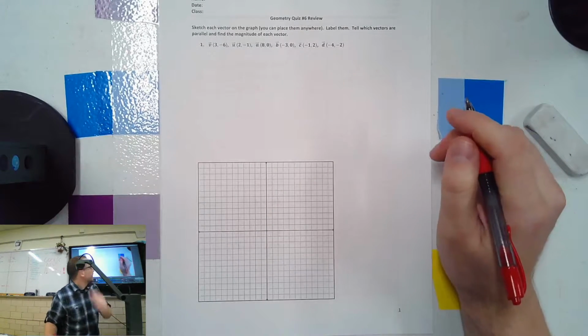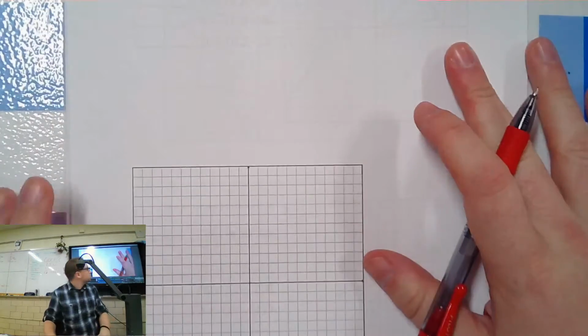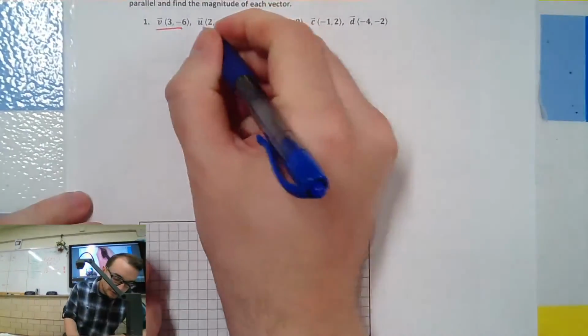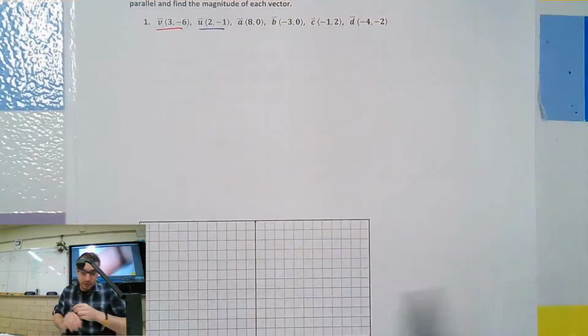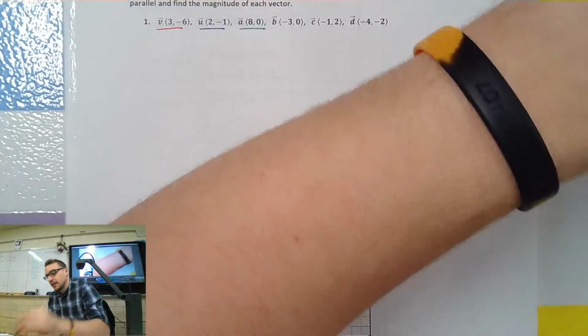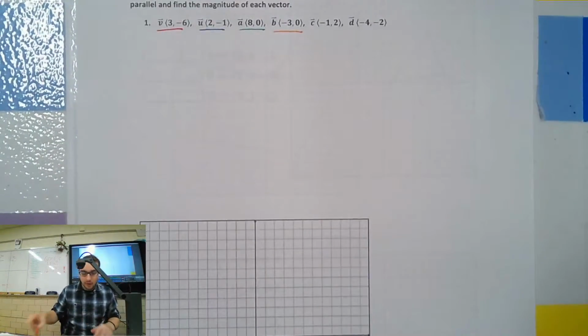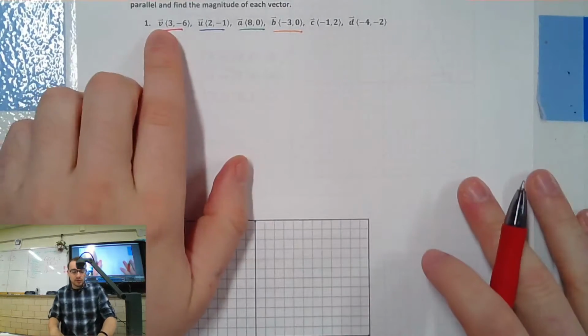So check it out. It says we have these vectors. It wants us to sketch each vector. We can put it anywhere on the graph. I'm going to do 4 of them. I'm going to do this one in red, this one in blue, this one in green, and this one in orange. Let's go. So, vector V has components 3, -6.